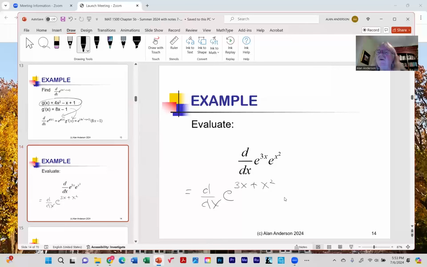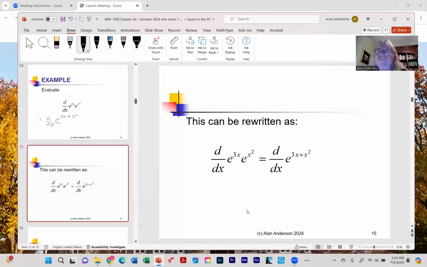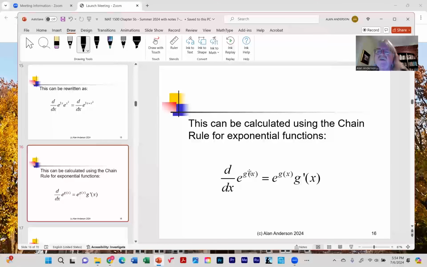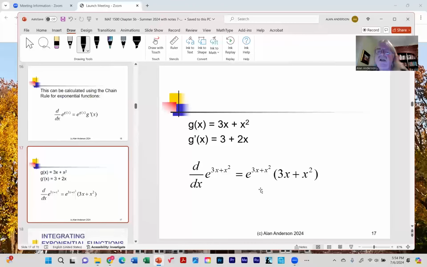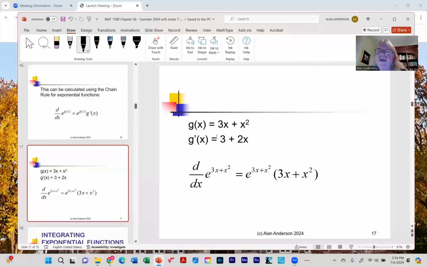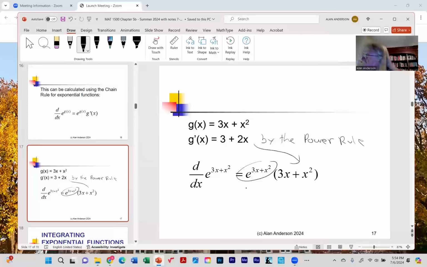You know, the thing is you should really always use the most simple approach you can because it saves you time, but it also reduces the risk of making mistakes. So now we're all set because all we have to do, remember, here's our chain rule for e to the g of x. And so we have g of x is that exponent, 3x plus x squared. G prime of x, based on the power rule, which we always use with polynomials, is 3 plus 2x. So we end up with the original function, e to the 3x plus x squared times g prime of x, which is right here.